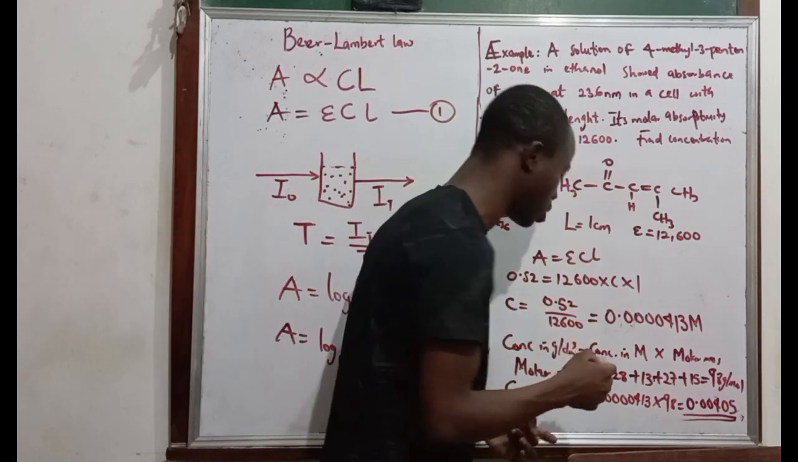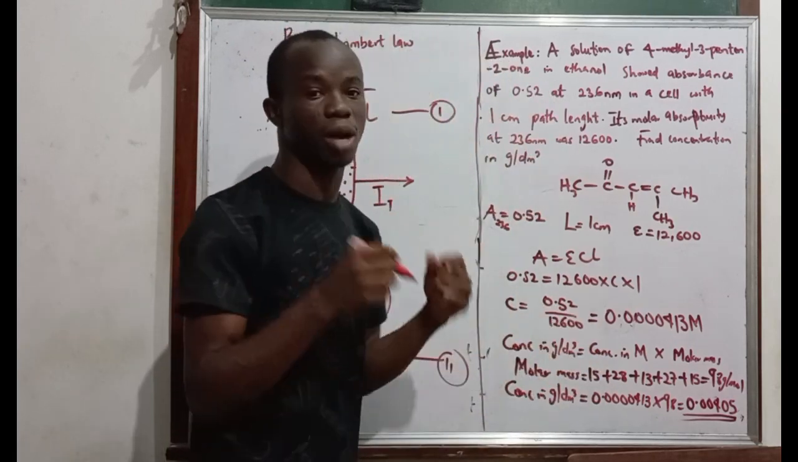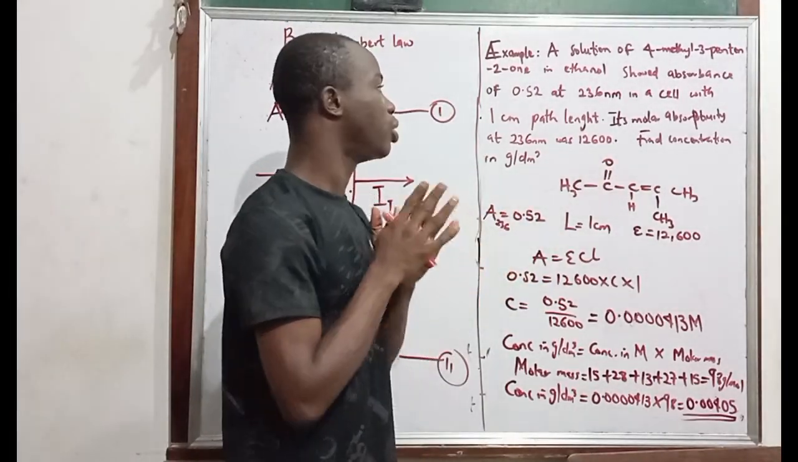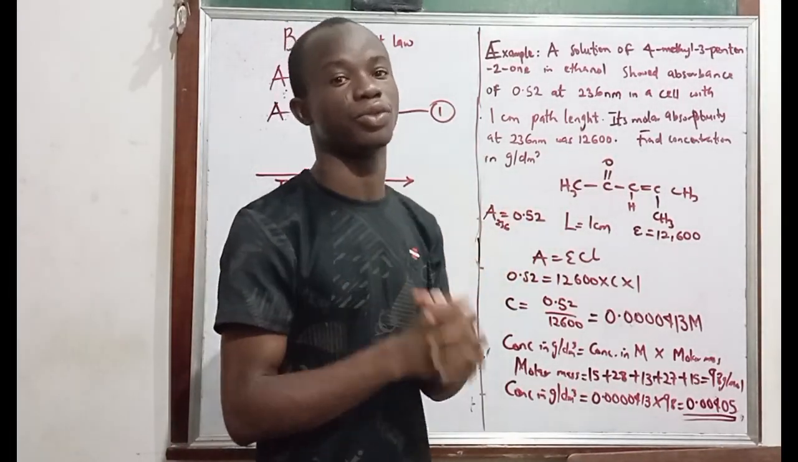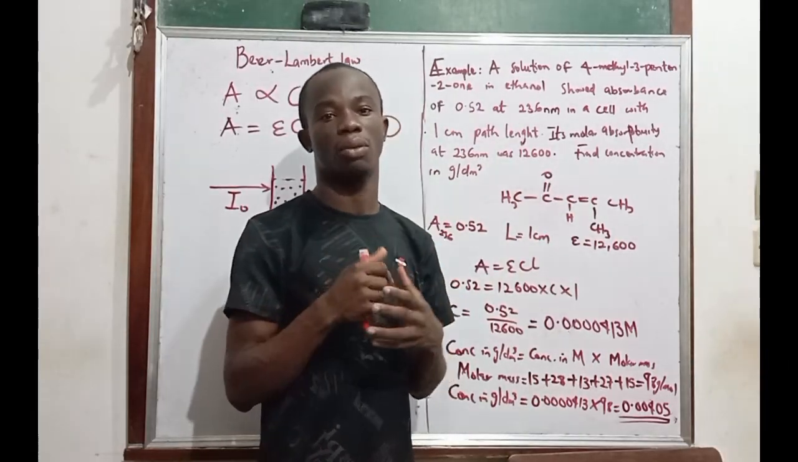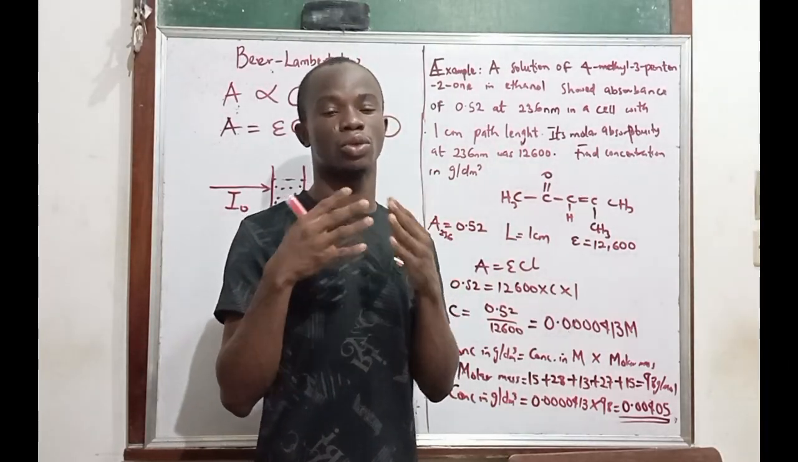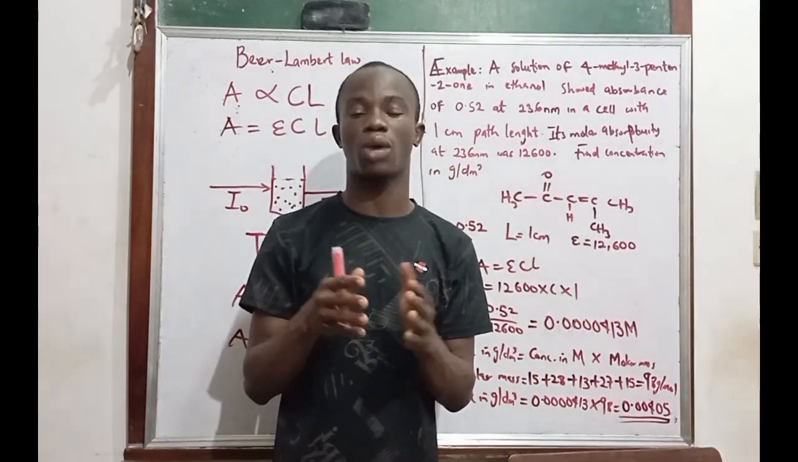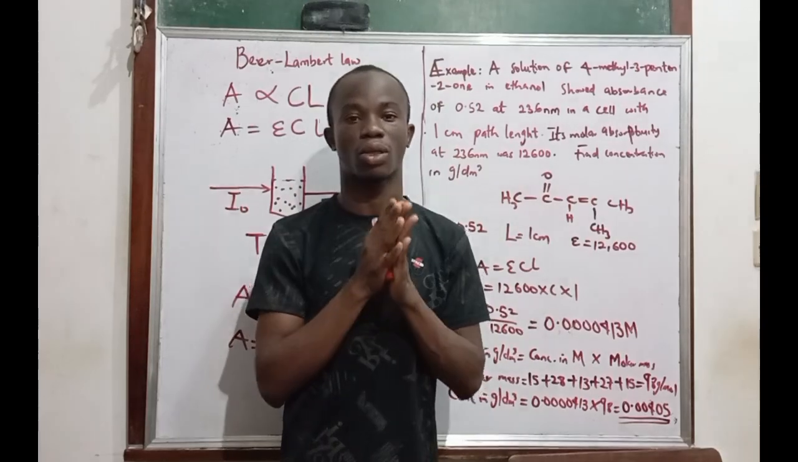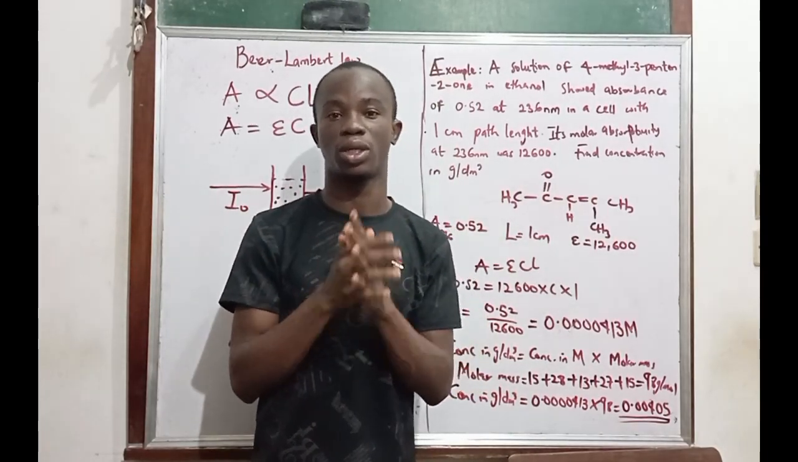But don't forget, like I said, the unit is gram per dm cube, and that's one way to apply the expression that we got from the Beer-Lambert law. In a subsequent video, we are going to look at other examples or other questions that can also come from this particular aspect of spectroscopic technique.